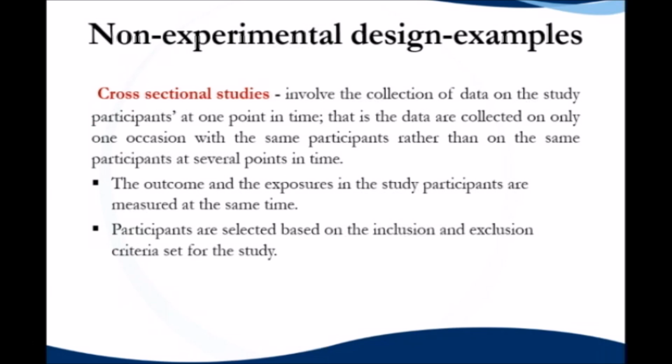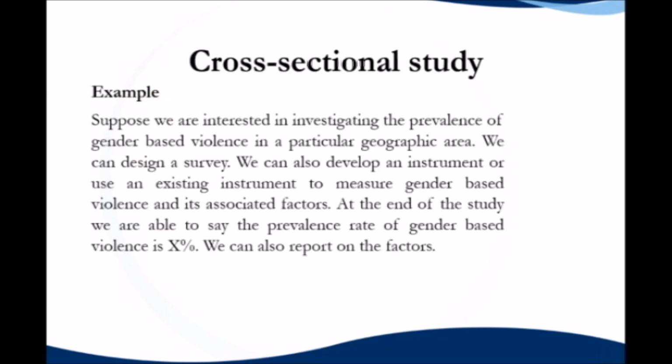Your participants are selected just based on the inclusion and the exclusion criteria. You don't select them based on, for example, they already have the outcome that you are interested in. No, you just go there, you measure if they have the outcome and if they have the associated risk factors to that outcome. So for example, if you want to measure the prevalence of gender-based violence in a particular geographic area, you can design a survey and you can develop an instrument or use an existing instrument that is validated to measure violence or gender-based violence and its associated factors.